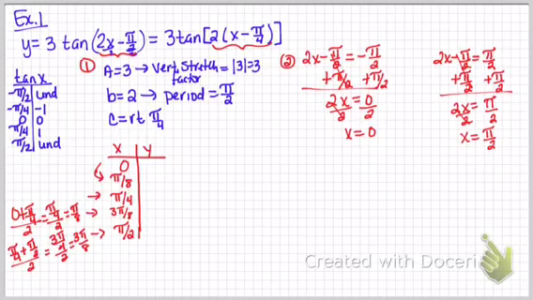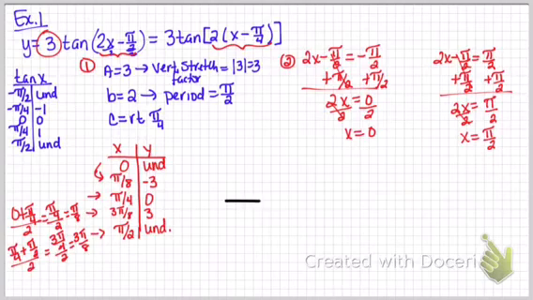Now for our y's, we're going to do just like what we did before. The only thing we have that affects our y's is that 3 at the beginning. So we're just going to take all of our y's and multiply by 3. So undefined times anything is still undefined. Negative 1 times 3 is negative 3. 0 times 3 is 0. 1 times 3 is 3. And undefined times 3 is still undefined. And then all we have to do is graph those points.